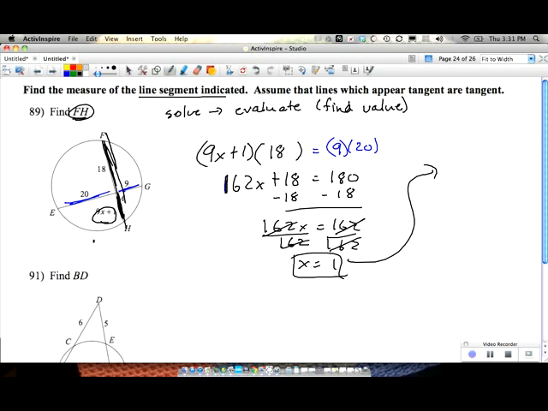Number 91, it says find the measure of BD. That means this length here. So not only do we have to find x minus 7, or x, I guess you could say, but we have to evaluate it by plugging it back in. All right, so now we have something that's outside the circle. That means our relationship is going to be outside times the whole equals the outside times the whole.